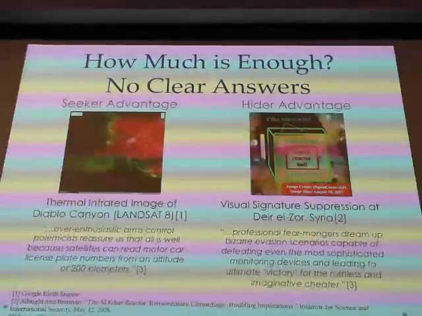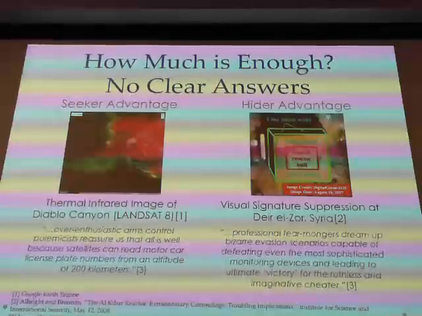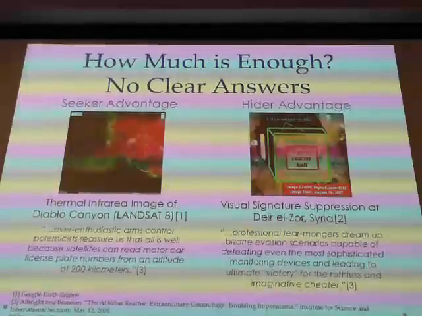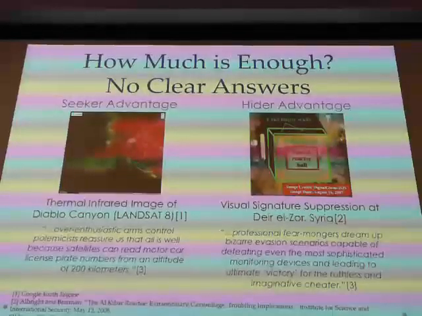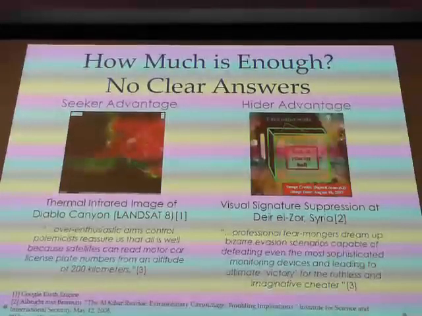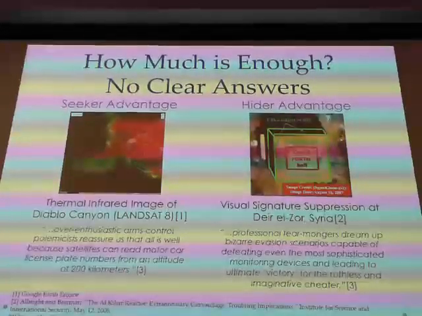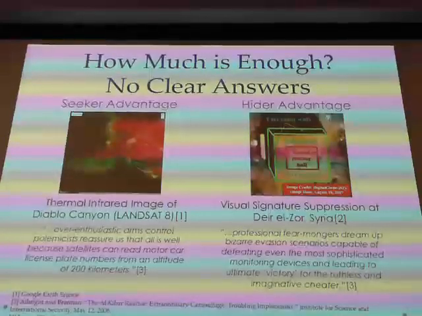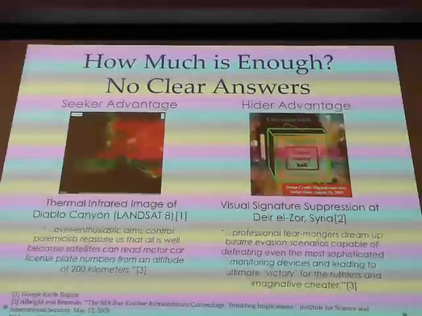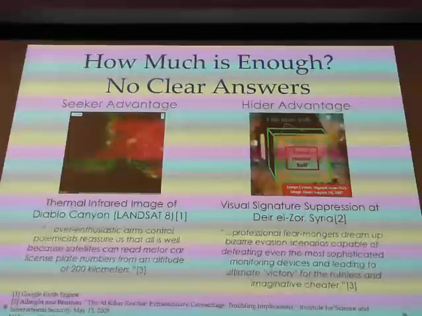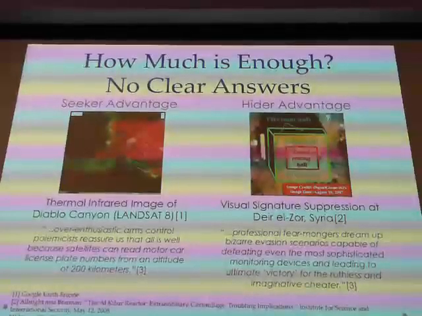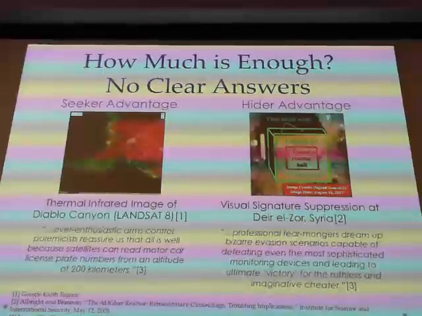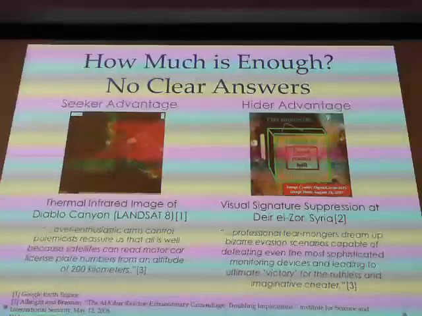discussion. So there are 2 camps, like in most things in life. There are those who think there's a seeker advantage. This is an infrared image of the Diablo Canyon nuclear power plant that I pulled from Landsat via the Google Earth Engine. It's quite amazing how much is available in the open source these days. You type in Google Earth Engine, download this image, and you can produce it quite readily, and it seems to suggest a thermal plume coming out of Diablo Canyon.